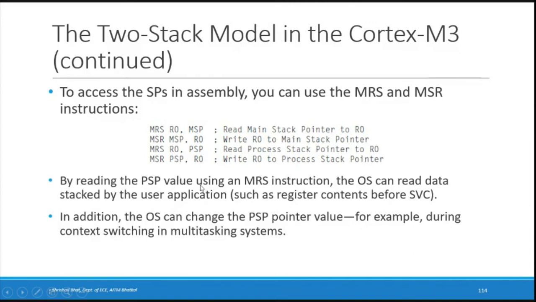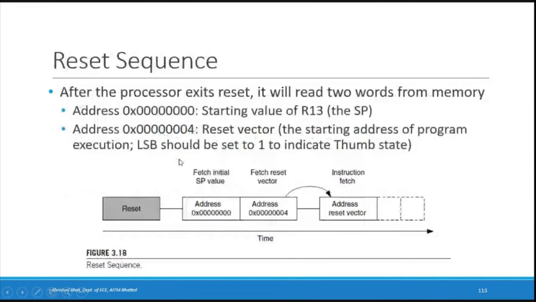By reading the PSP value using an MRS instruction like this, the OS can read data stacked by the user application, such as register contents before SVC. You get the data stacked by the user application by using MRS R0, PSP. In addition, the OS can change the PSP pointer value, for example during context switching in multitasking systems, by using MSR PSP, R0, which will copy the contents of R0 into PSP. That means you are changing the stack pointer's value, right?